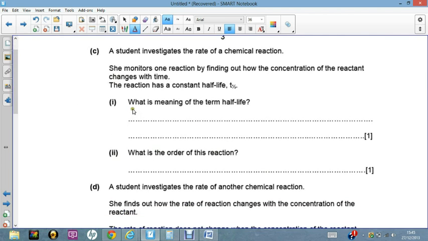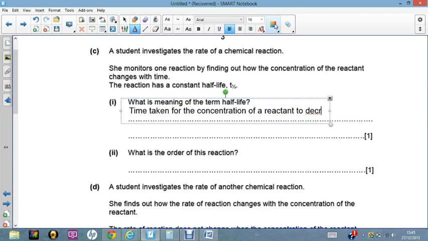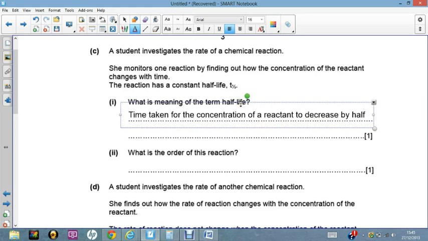Question 1 part C. What is the meaning of the term half-life? Okay, so that should be straightforward. It's a definition, you just need to learn it.